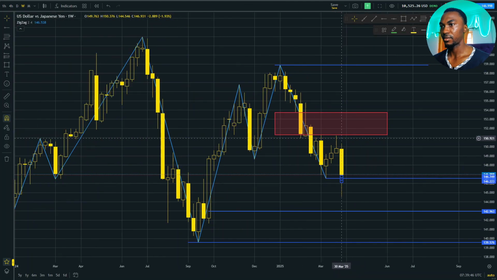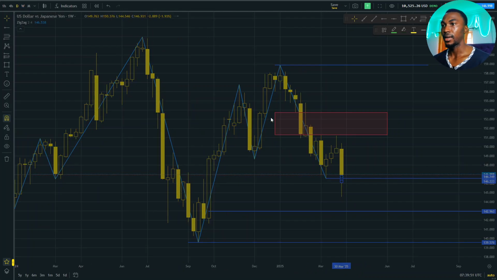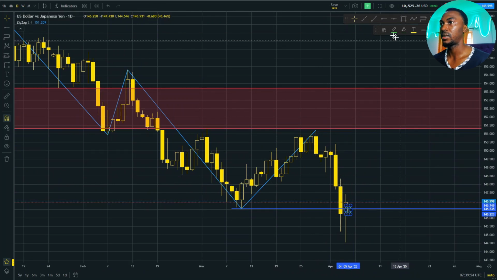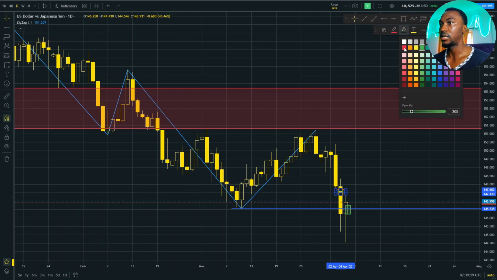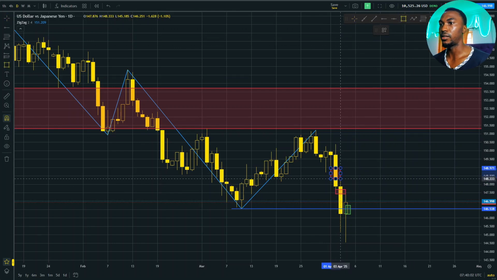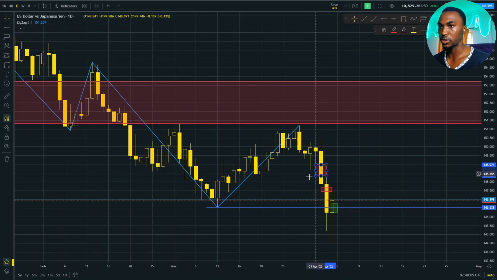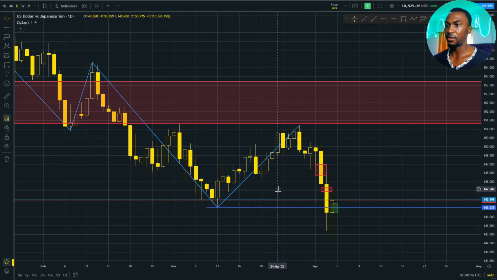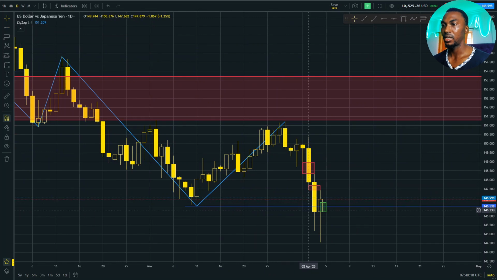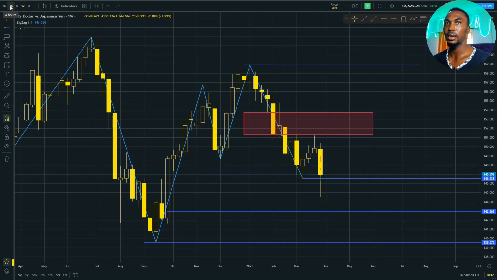On the weekly, I do not have a reason to actually be buying this market. Not even on the daily. I do not have a daily fair value gap to be buying this market. Why? Because I have a daily bearish fair value gap right here, which I do not trust. And I have this fair value gap here, which I also do not trust. Why do I not trust these fair value gaps? They are all second lines of defense. They are not the first. If they were the first line of defense or overlapping line of defense, like this one right here, I would have trusted it.